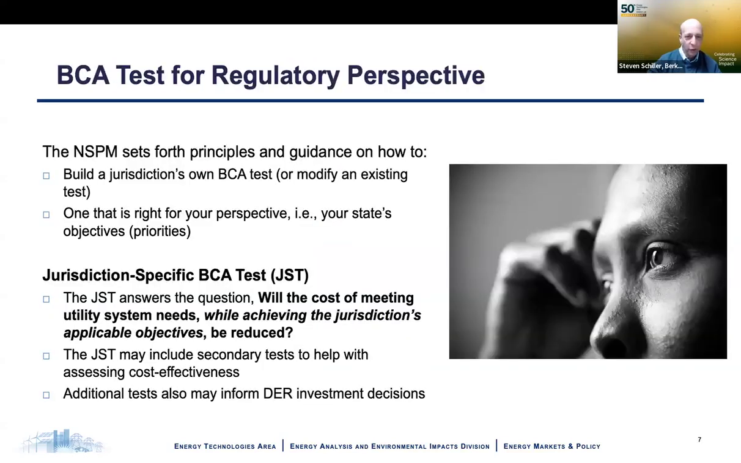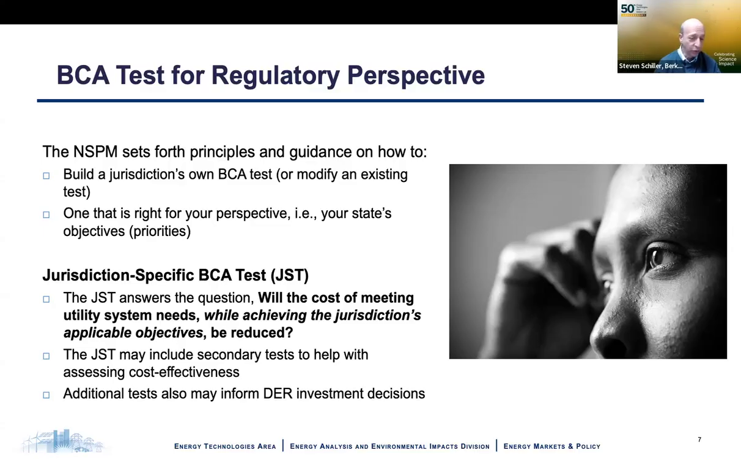So the BCA test for the regulatory perspective, in the NSPM, we set forth some principles and guidance on how to build your own benefit cost analysis test or modify one of your existing tests, and one that's right for your perspective, your state's objectives, your priorities, what's been defined by your policies as the priorities and objectives in your jurisdiction. And so you have this jurisdiction specific test that you come up with, and it answers the question, will the cost of meeting my utility system needs while achieving any other objectives that I have in my jurisdiction be reduced by implementing these DERs?